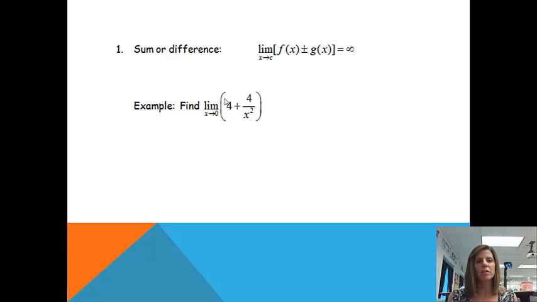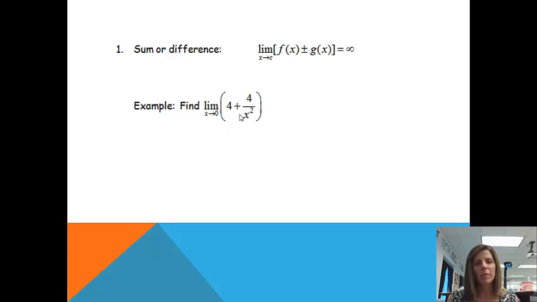Right, first of all, the sum or difference formula tells us that if we have the limit of one plus the limit of another, that function will equal infinity. And although this is a property that you could actually memorize, I'm going to show you how we don't really need to memorize it. Okay, so first of all, we have to find the limit as x approaches 0 of 4 plus 4 over x squared. And again, if we were able to graph this, this would be pretty easy to get the answer for. But since we are not able to, we're going to actually use the properties of limits.